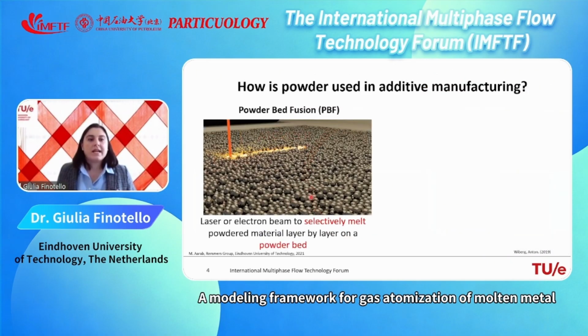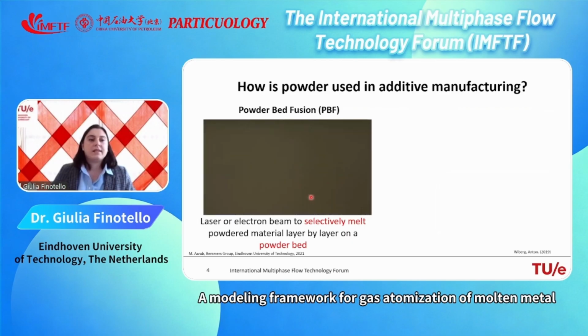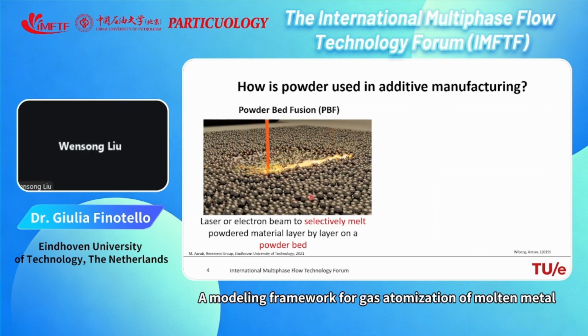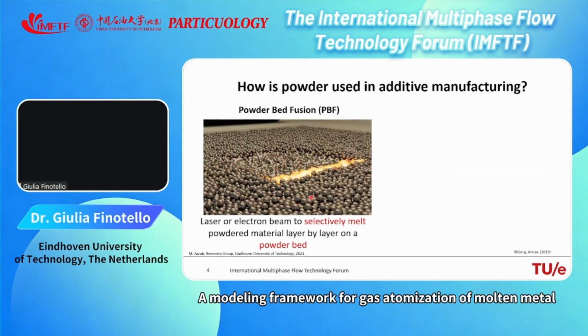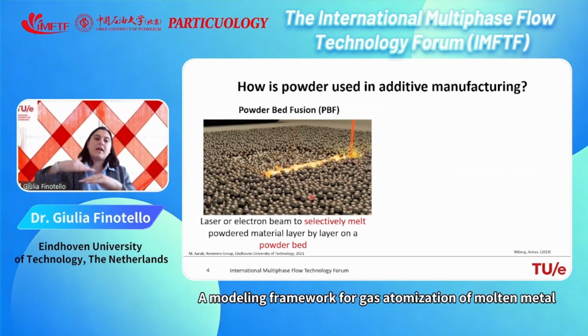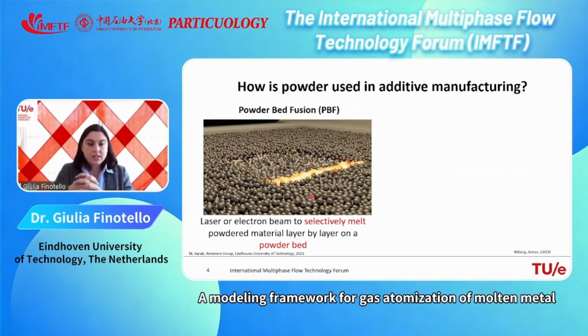Now, how powder is used in additive manufacturing. Here is a video from a colleague of mine, also at Eindhoven University of Technology, Professor Joris Remmers. There you can see an energy source that is melting only part of this layer locally, this bed of particles. So there is a selective melting of the powder. Then another layer is deposited on top, and layer by layer the object is produced.